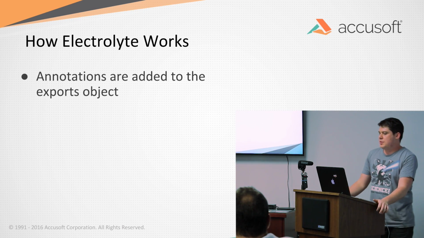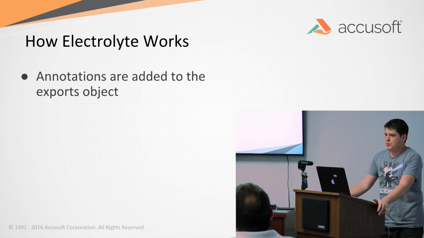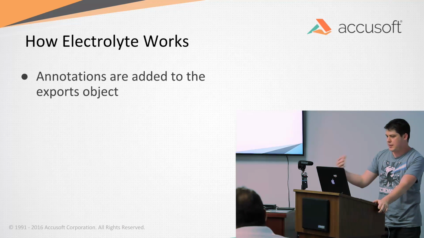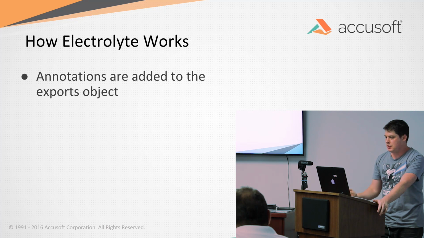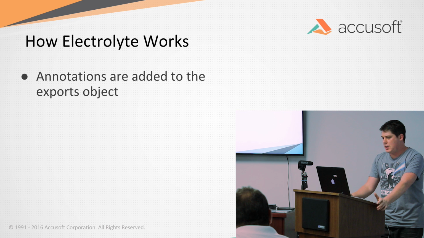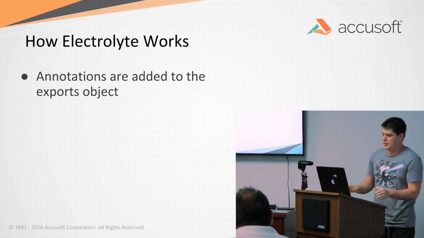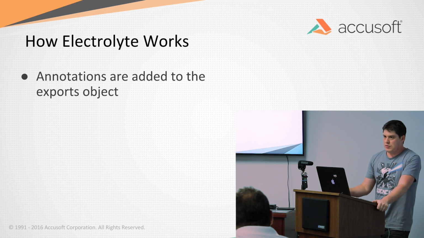So Electrolyte works by adding annotations to your object. So you have a file, and in that file you modify the exports object with annotations that indicate whether or not it's a singleton and whether or not it has any requires. I'd like to go ahead and define singleton right now.